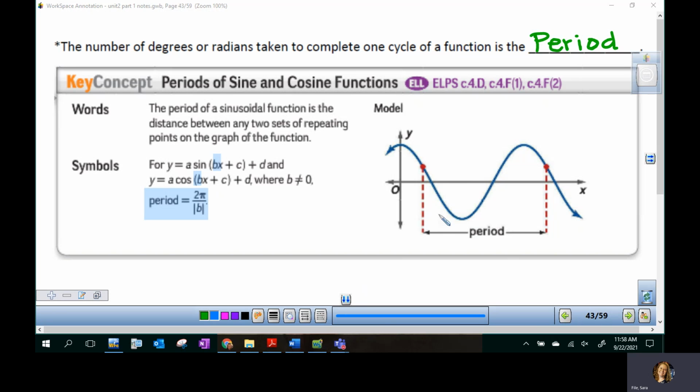So amplitude was half the height, and period is the width of a cycle. Now it has this random point selected to show, but you can measure the period anywhere. The easiest is probably from low point to the next low point. You can measure the period, or from high point to the next high point. That's also the period.